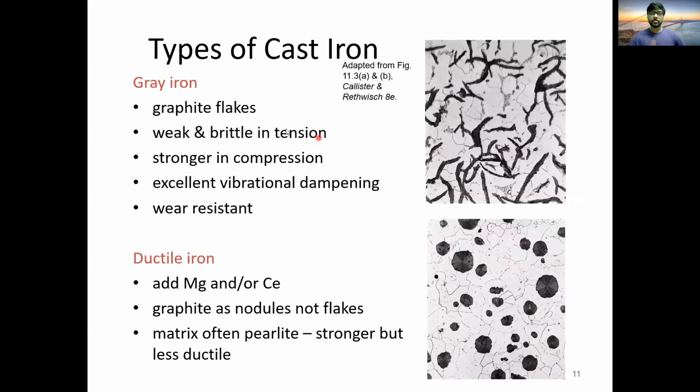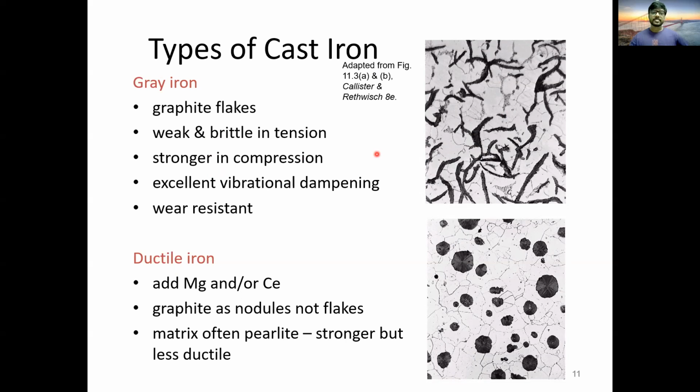So this is the gray cast iron. This is the type of gray iron. So gray iron has some graphite flakes. These black flakes are graphite, and they are usually very weak and brittle in tension. So they are very weak in tension and stronger in compression. Actually, if we apply the tension force, it will break easily. But if we apply the compression force, it will not break easily. So it shows a good compressive resistance.